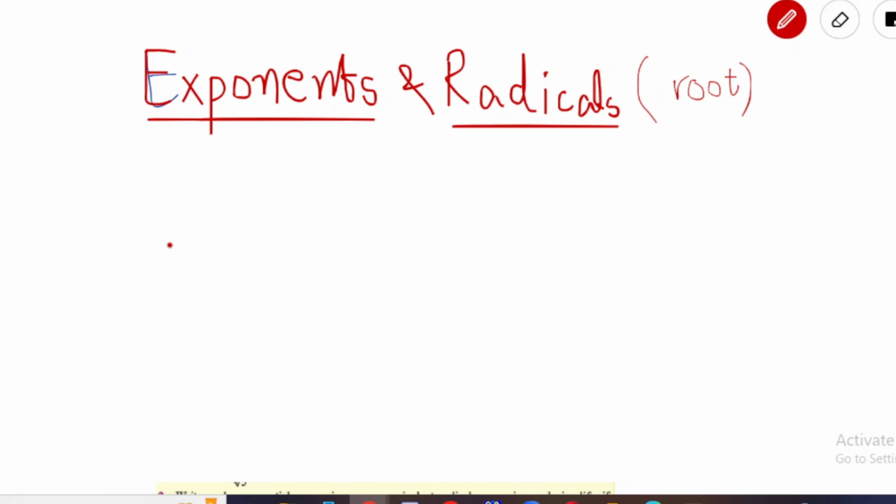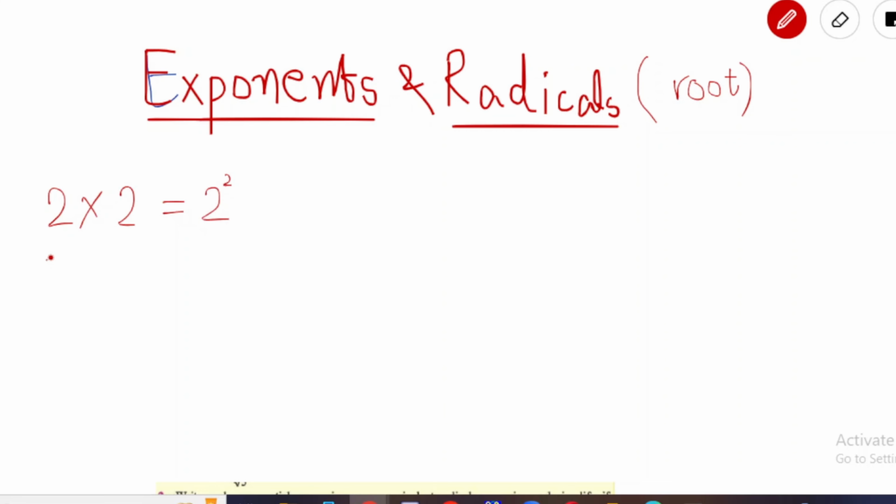Hello, today we're going to talk about exponents and radicals. So what's an exponent? When a number is being multiplied by itself, then you can write it in the form of an exponent. For example, if 2 is multiplied with itself 2 times, then you can write it as 2 to the power 2, and that's also called the square of 2.